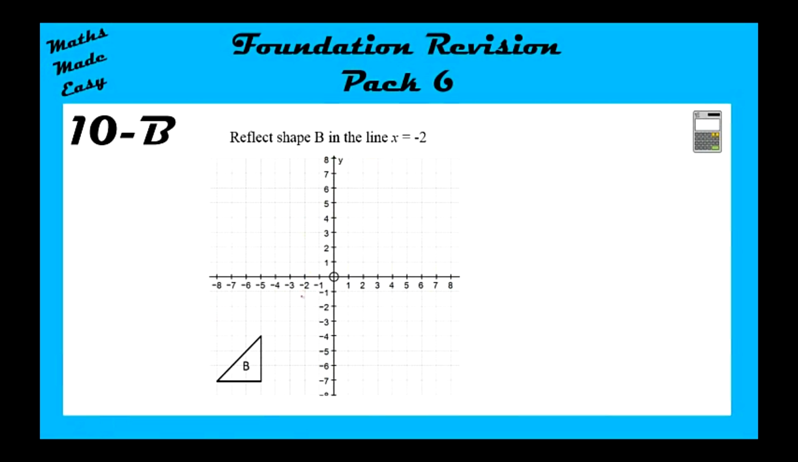Reflect this one in x equals -2, so in a similar way, this one crosses the x-axis at -2, and this point's 3 squares away, so 3 squares away, that's 3 as well, so that goes here. This one, 1, 2, 3, 4, 5, 6, so 6 away from the mirror line would be here, so that is where shape B would end up.